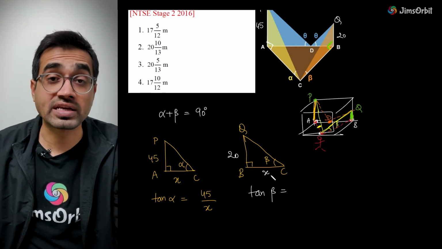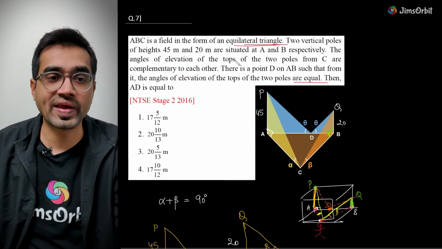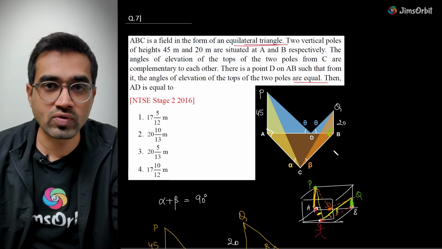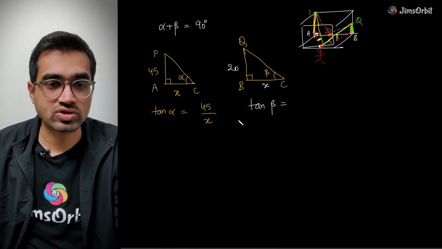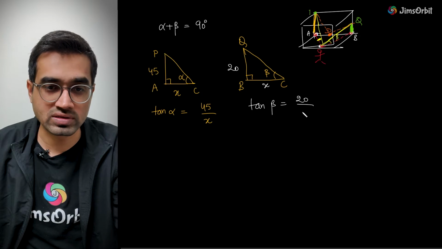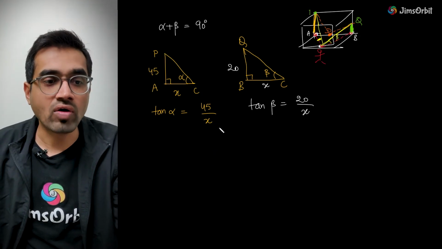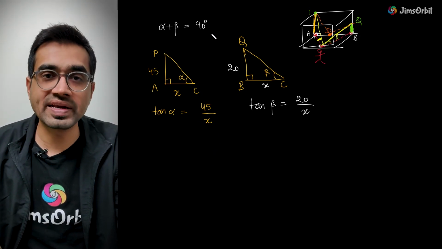Now BC will also be X. Why? Because it's an equilateral triangle. So AB, BC, AC are all equal length. Correct, so it is X. So what is tan beta? Perpendicular upon this. Okay, now you can see that alpha plus beta is 90.